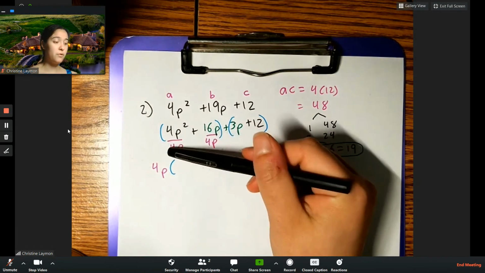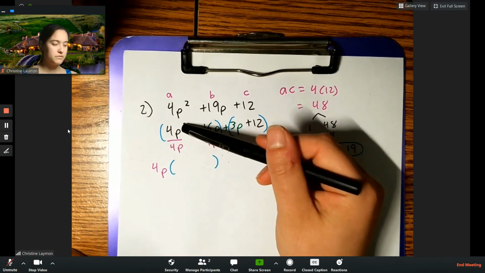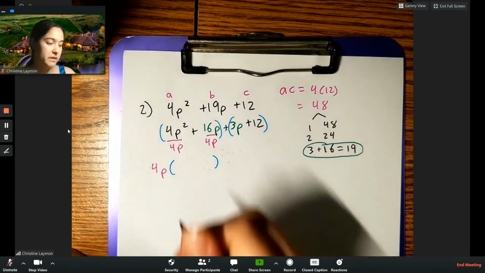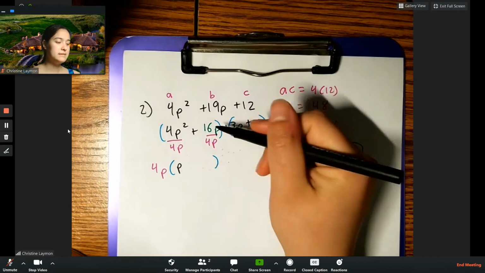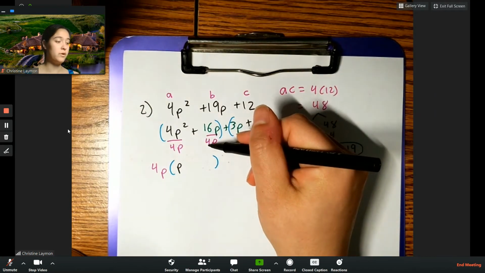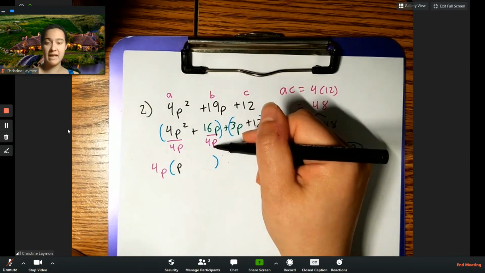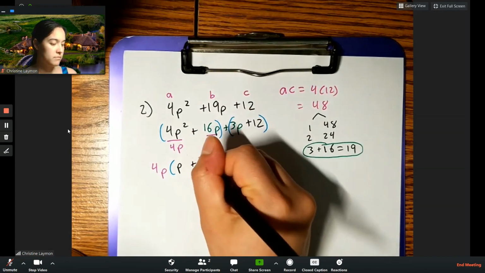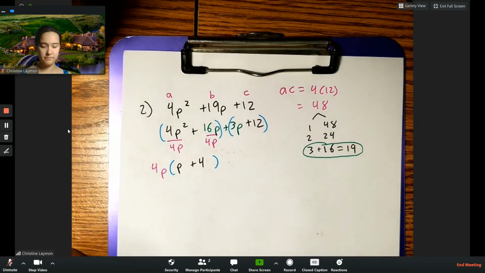4 divided by 4, it's gone now. P squared divided by p, that's p. 16 divided by 4, that's 4. P divided by p, that's gone. So that's my first set. Do the same thing over here.